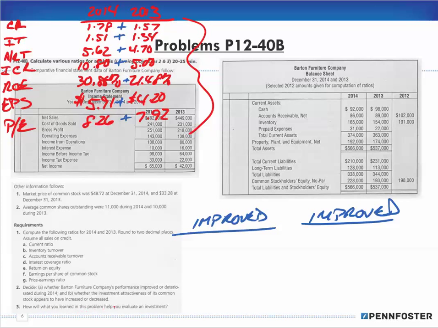How will what you learned in this problem help you evaluate an investment? Which is kind of what I've just been trying to get at. The solution says this problem gives you practice in computing and evaluating several of the ratios in financial statement analysis. By analyzing a 2-year trend in the ratios, you can see whether a company's ability to pay its debts, manage its assets, and earn a return for investors has improved or deteriorated during that period. Improving ratio values generally indicate an attractive investment, and deteriorating ratio values usually signal an unattractive investment.